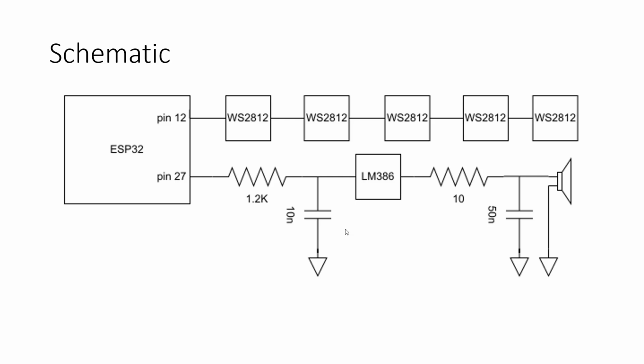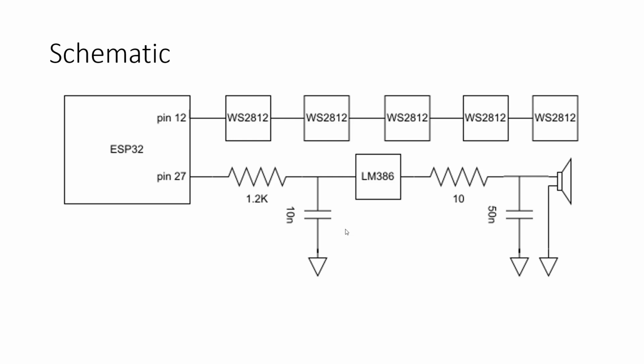So we have the ESP32, and we've got pin 12, and this is created through the circuit board. Pin 12 is going to be the signal that we use for the LEDs. The LEDs are these LEDs that are really cool, these WS2812 LEDs, which I'm sure all of you have seen. They've become quite popular. They're individually addressable RGB LEDs.